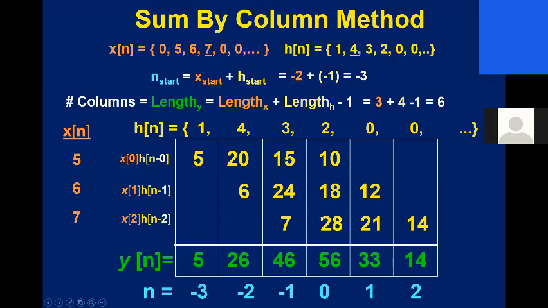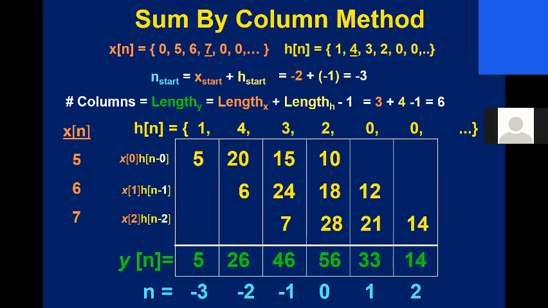Okay. So the reason why it starts at -3, I see that you have n start equals x start plus h start, so that's why we start the output signal at -3. That's why the output begins there. Yeah. Okay, I got it. Thank you.